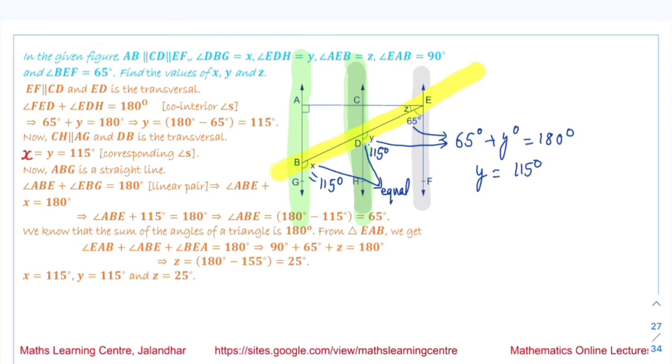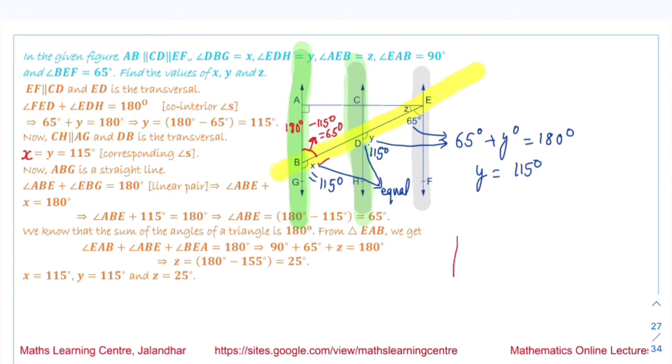Now if we look at this line ABG, at B this angle formed over here and this angle X form a linear pair. As they form a linear pair, we find that the value of this angle is 180 degrees minus 115 degrees, and that is equal to 65 degrees.